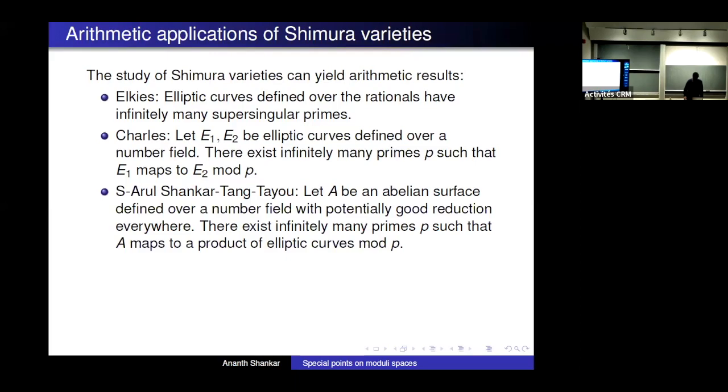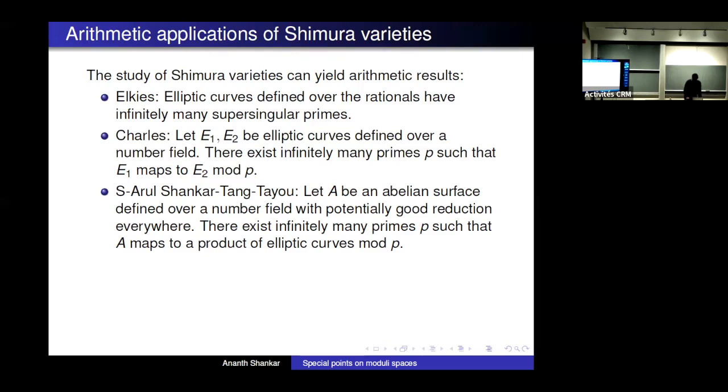And along similar lines, in joint work with Ananth Shankar, Yunqing Tang, and Salim Tayou, we proved that if you have an abelian surface defined over a number field with potentially good reduction everywhere, then there are infinitely many primes modulo which it maps to a product of elliptic curves. And this is also a situation where we prove that a thin set of primes is actually infinite.